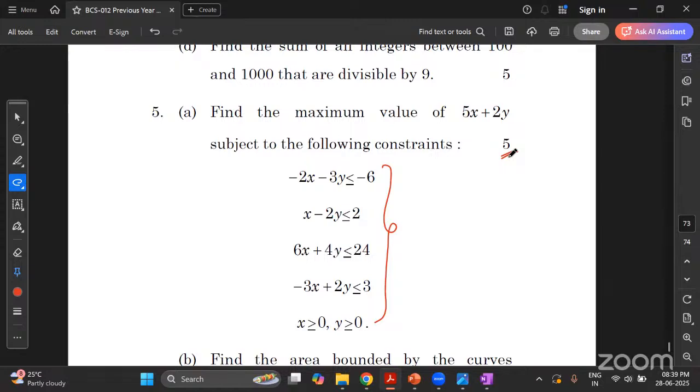If it is asked for 10 marks, they won't give inequalities like this. A big paragraph will be given out of which you have to frame the inequalities, which is very, very simple. Probably Monday evening or tomorrow afternoon also, I will take a session where I will solve some questions.